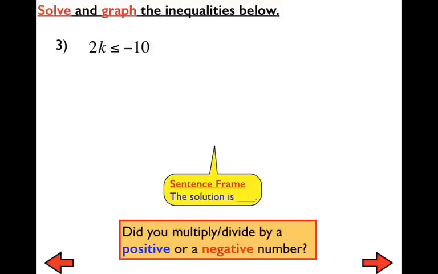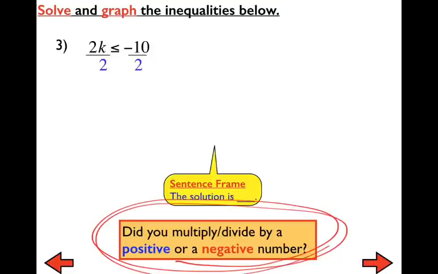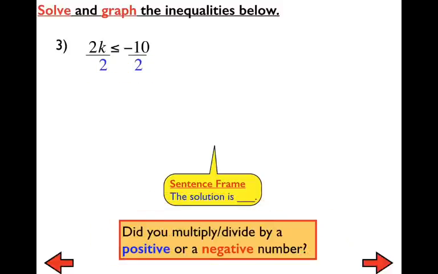Okay, to solve this inequality, we have to divide both sides by positive 2 because that's the inverse property to multiplication by positive 2. The question you should be asking yourself at this point is, did you multiply or divide by a positive or a negative number? And of course, we divided by a positive number. You can see right there, that's what I did to both sides. Since we divided by a positive number, we do not flip the inequality symbol.